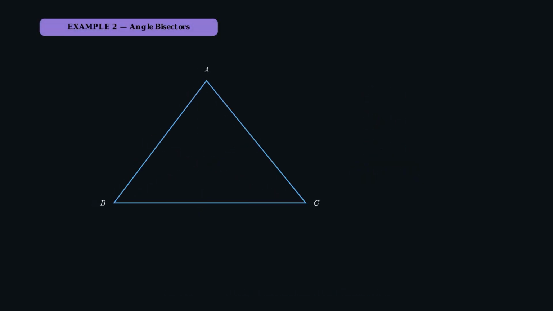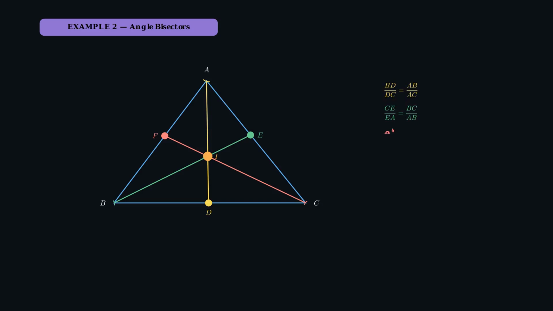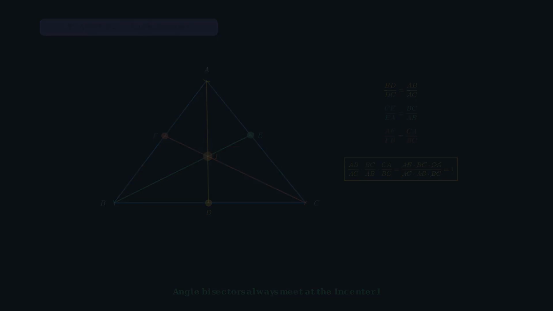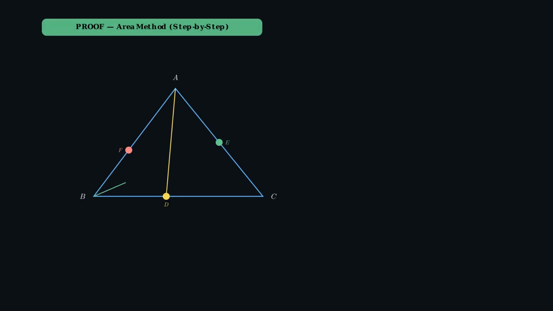Example 2. The angle bisectors. By the angle bisector theorem, each bisector divides the opposite side in the ratio of the adjacent sides. So BD over DC equals AB over AC. When we multiply all three ratios together, each side length appears once in a numerator and once in a denominator. Everything cancels perfectly. The product equals 1. Confirming by Ceva's theorem that the three angle bisectors always meet at a single point. The incenter, labeled I.